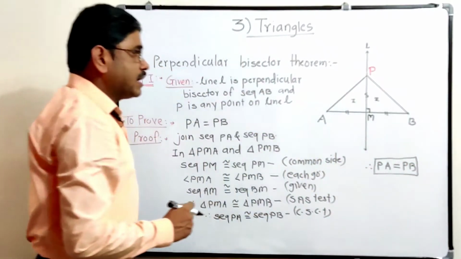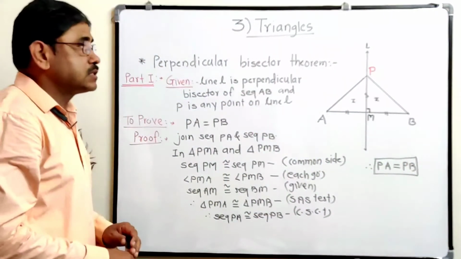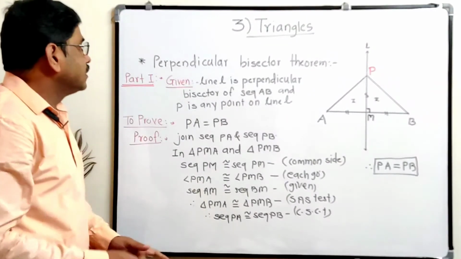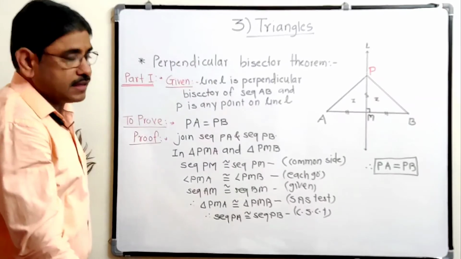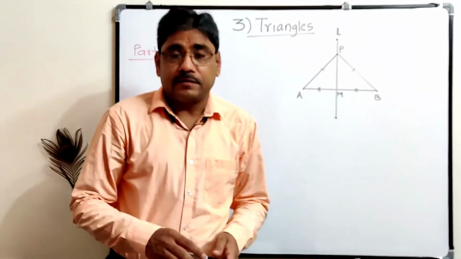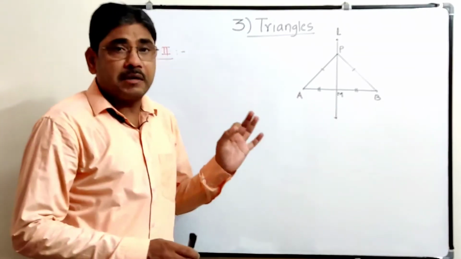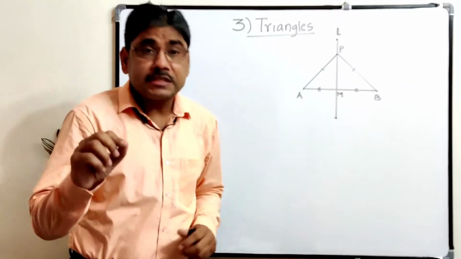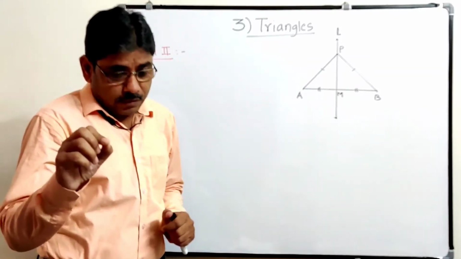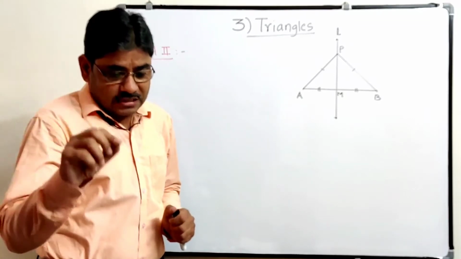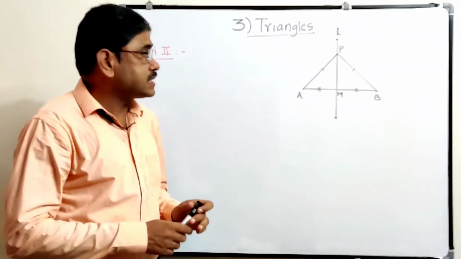So in this way we can prove this, PA equals PB. So this is the first part of that perpendicular bisector theorem. Now let us see part 2. What is the statement of that part 2? Any point equidistant from the endpoints of the segment lies on the perpendicular bisector of the segment.